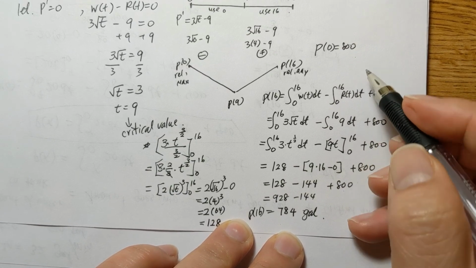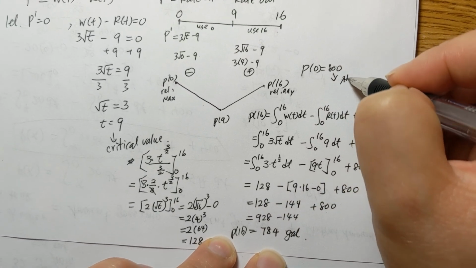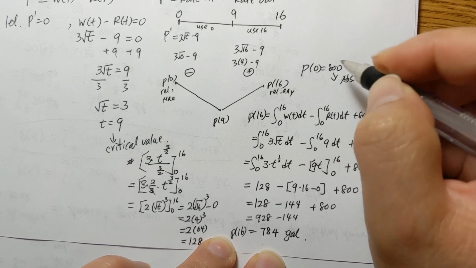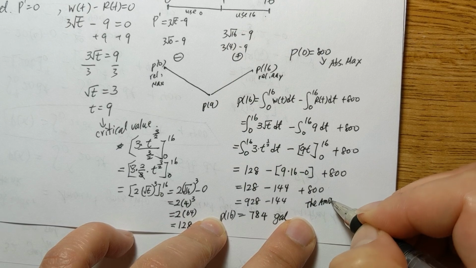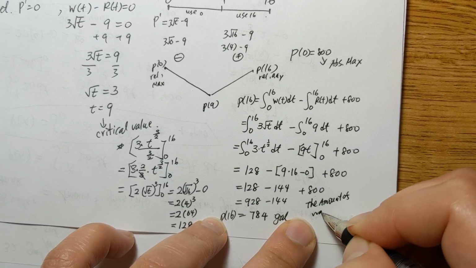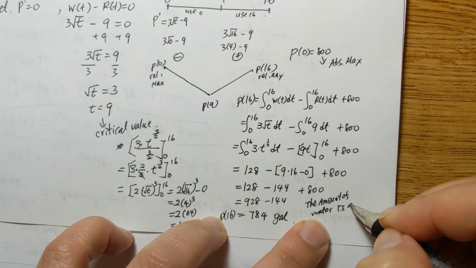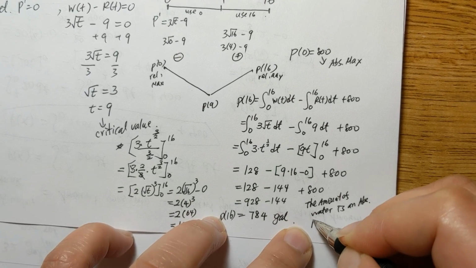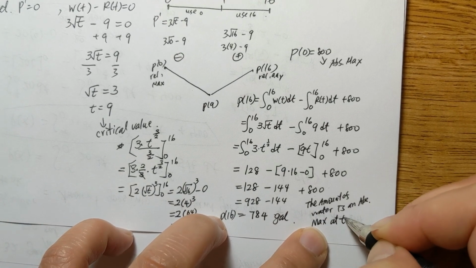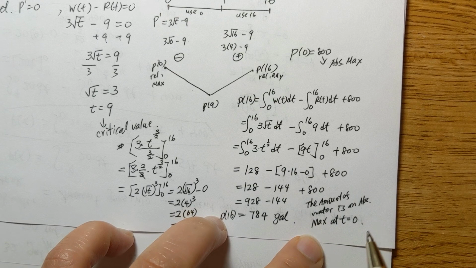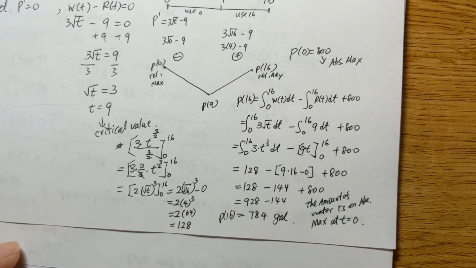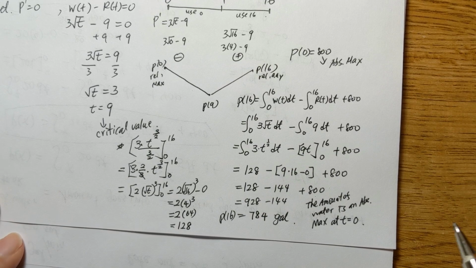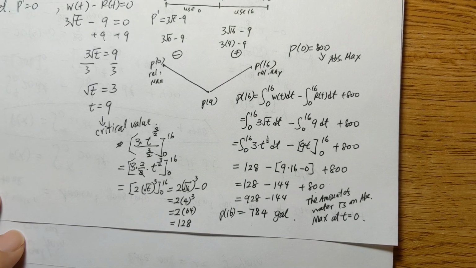So definitely 800 is bigger. So therefore this one will be the absolute max. So in conclusion, the amount of water is an absolute max at T equal to 0. So we finished question number 1.